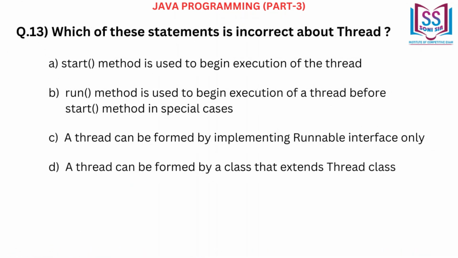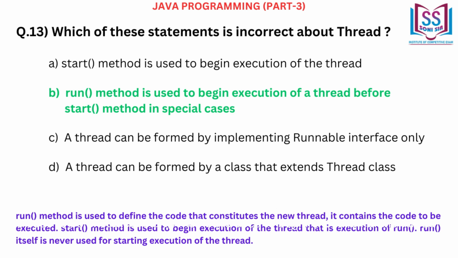Which of these statements is incorrect about thread? A. Start method is used to begin execution of the thread. B. Run method is used to begin execution of a thread before start method in special cases. C. A thread can be formed by implementing runnable interface only. D. A thread can be formed by a class that extends thread class.